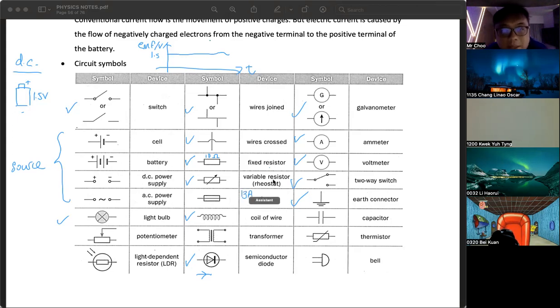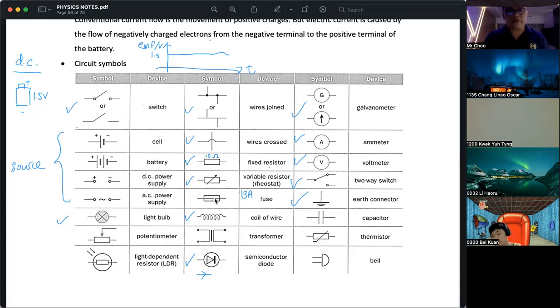One example is the 13 ampere fuse. What does it mean? If you put a 13 ampere fuse in a circuit, and a current above this value flows, the thin wire inside the fuse will break and then your current will not flow through anymore. So it's a safety device. It doesn't allow too much current to flow through and therefore it will not spoil your devices. So a fuse has this symbol.